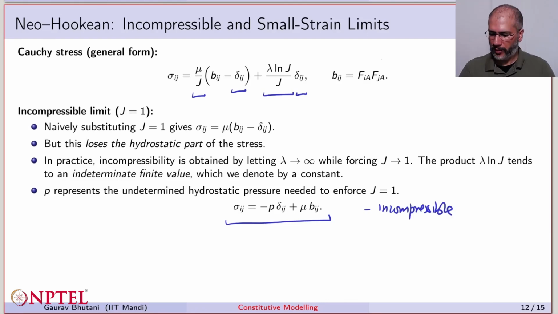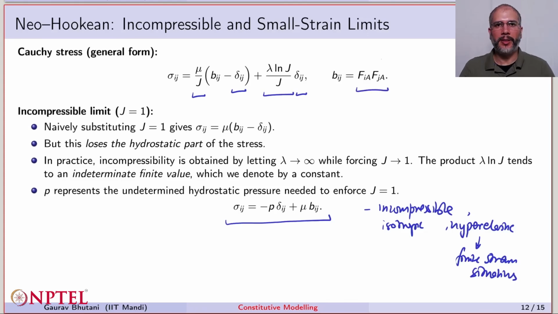So it's incompressible, and Neo-Hookean materials are isotropic, hyperelastic. And basically hyperelastic is nonlinear. So this is for finite strain situations. And that is the reason we are using this B, that is F times F transpose, as a measure to write the constitutive model.